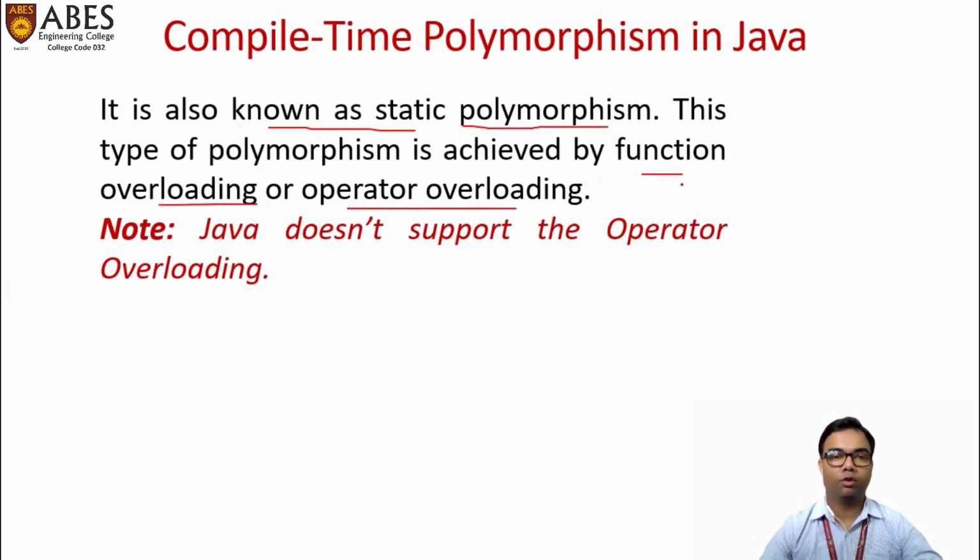Here we have two different ways by which we can perform it: function overloading or operator overloading. But note that Java does not support operator overloading. C++ supports it, but Java does not. So we have method overloading, or function overloading. When you have to achieve compile time polymorphism, Java has the concept of method overloading.